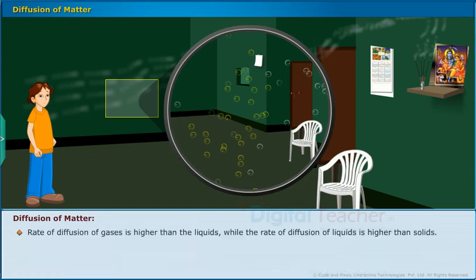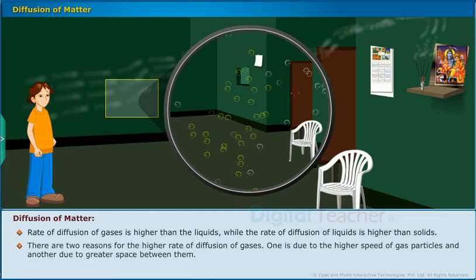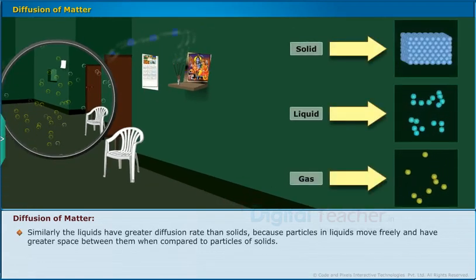The rate of diffusion of gases is higher than that of liquids, while the rate of diffusion of liquids is higher than that of solids. There are two reasons for the higher rate of diffusion of gases. One is the higher speed of gas particles and another is the greater space between them. Similarly, liquids have a greater diffusion rate than solids because particles in liquids move freely and have greater space between them when compared to particles of solids.